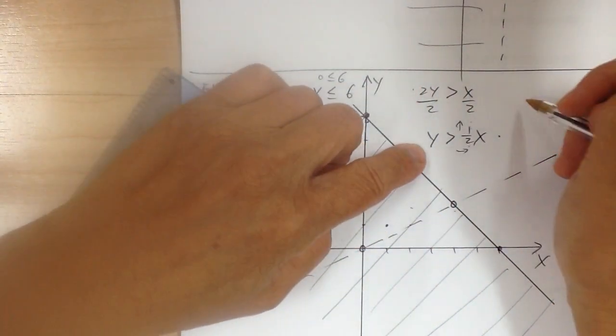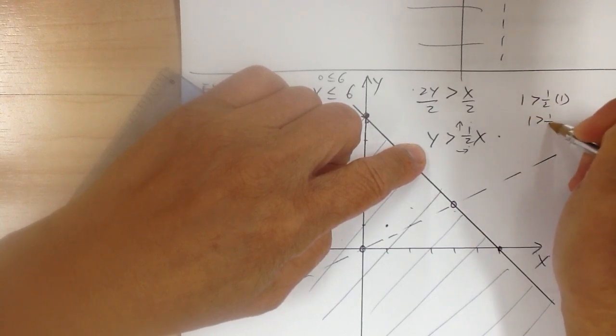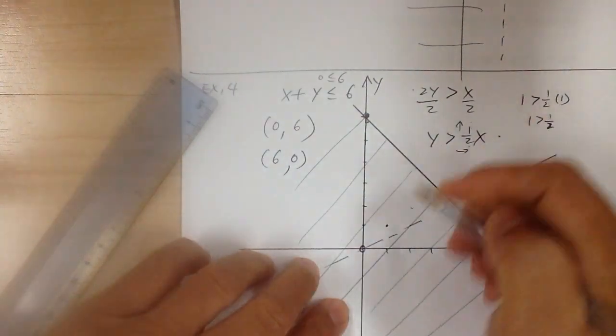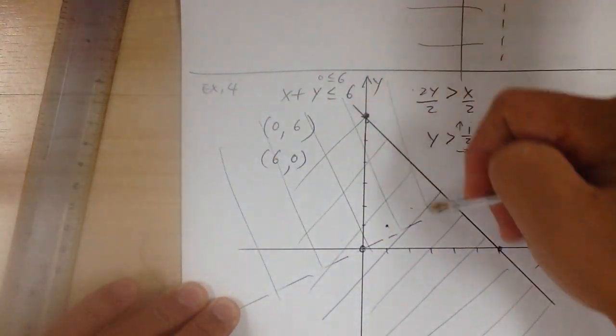Okay, so you're going to have 1 is greater than 1/2 times 1. So 1 is greater than 1/2. So this is true. So this half is true. Okay, so you're going to get this half over here.